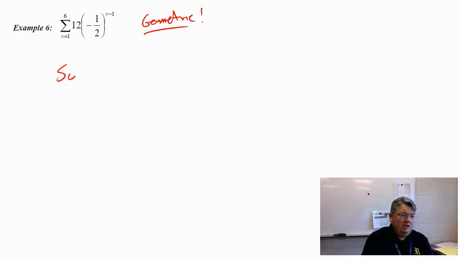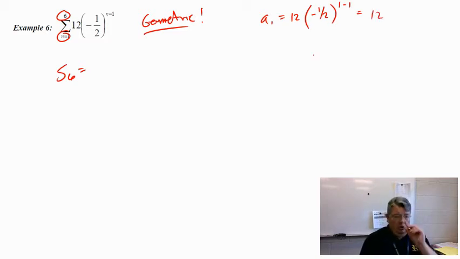The formula says of the first 6 terms, because there's how many terms. I'm adding the first term to the 6th term. Now, there's 2 ways to get the first term. If I want the first term, I can always put in a 1 into that formula. Negative 1 minus 1 is 0. Negative 1/2 to the power of 0 is 1. 12 times 1 is 12. And so I go, oh, the first term is 12. Or I can look and say, hey, this looks like a times r to the n minus 1. So the first term, just from matching it up with the equation, is 12.